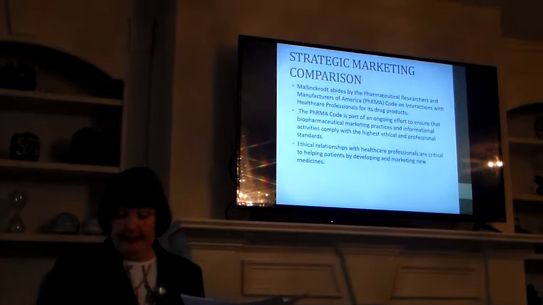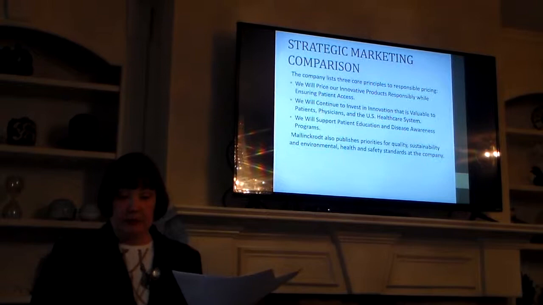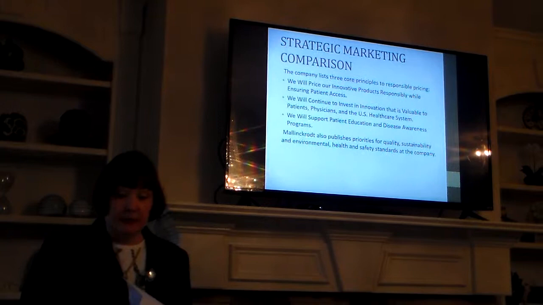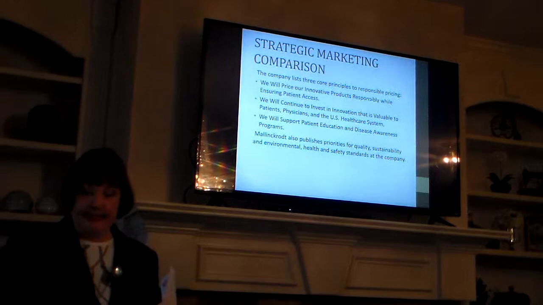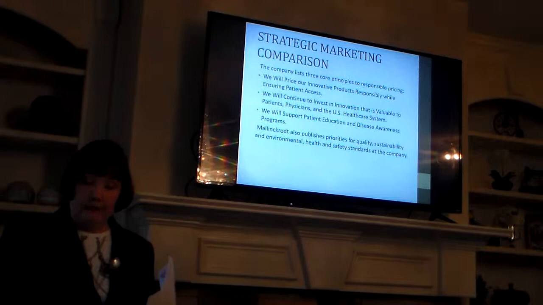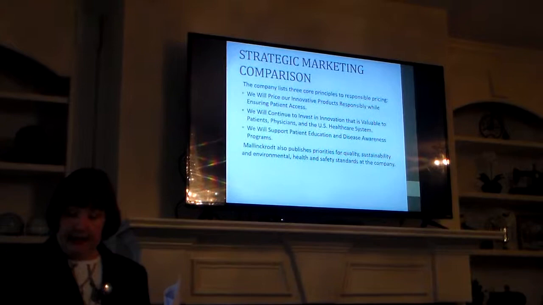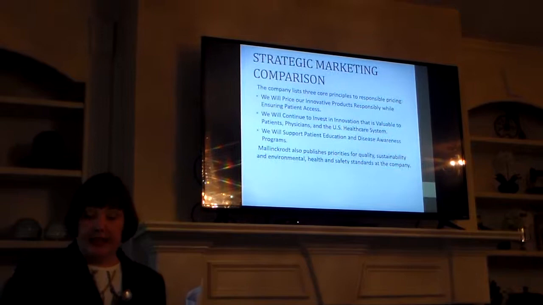The company lists three core principles to responsible pricing. We will price our innovative products responsibly while ensuring patient access. We will continue to invest in innovation that adds value to patients, physicians, and the U.S. healthcare system. We will support patient education and disease awareness programs. Mallinckrodt also publishes priorities for quality, sustainability, and environmental health and safety standards at the company.